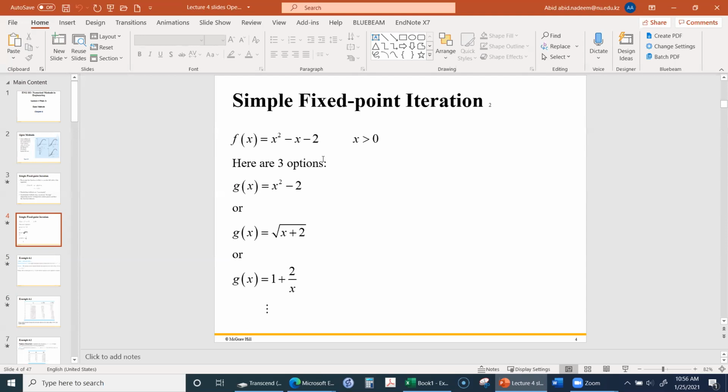So the simple fixed point iteration method depends not only on the initial guess, but also on the form of the function g(x) as well. Okay. Thank you.